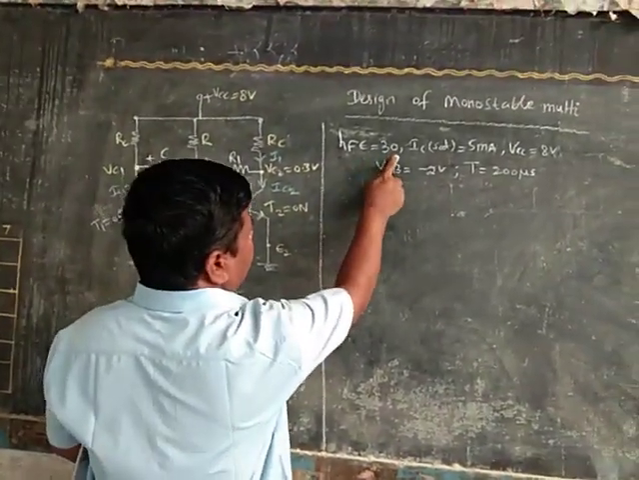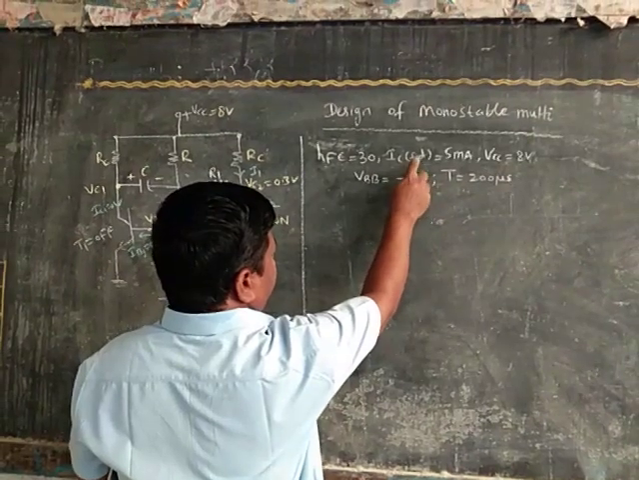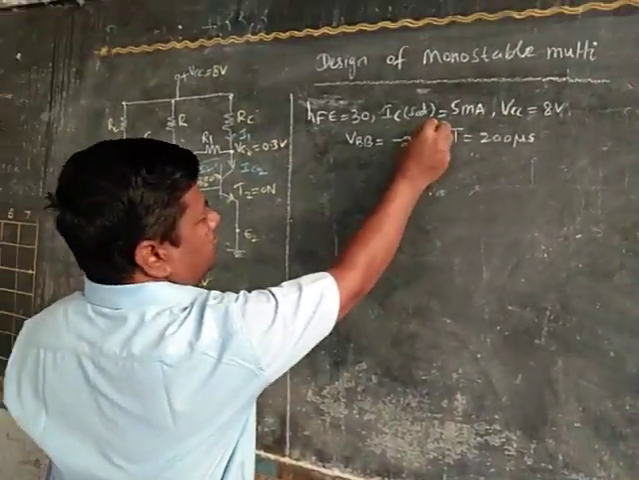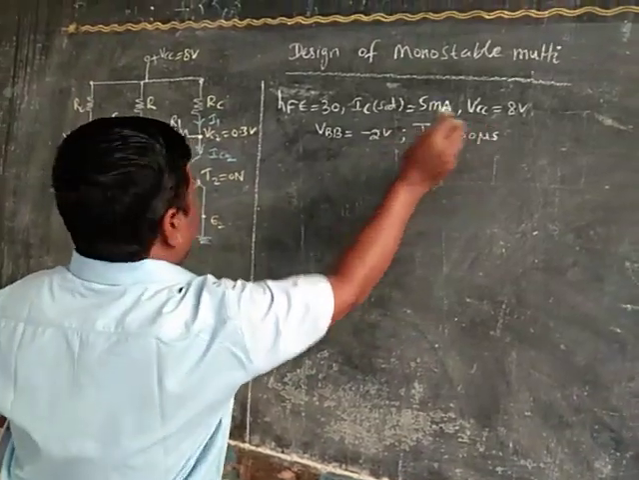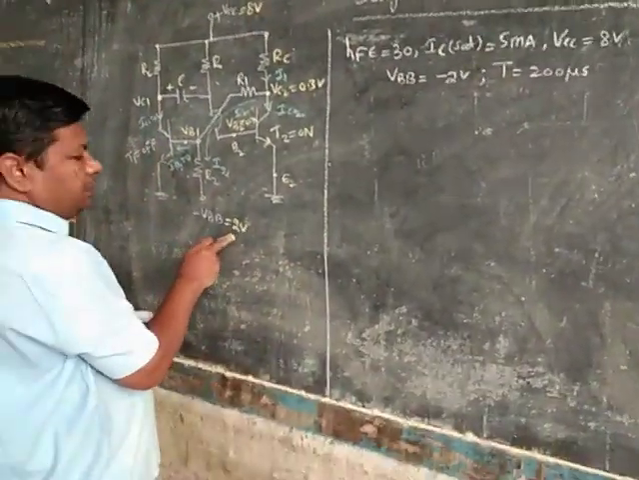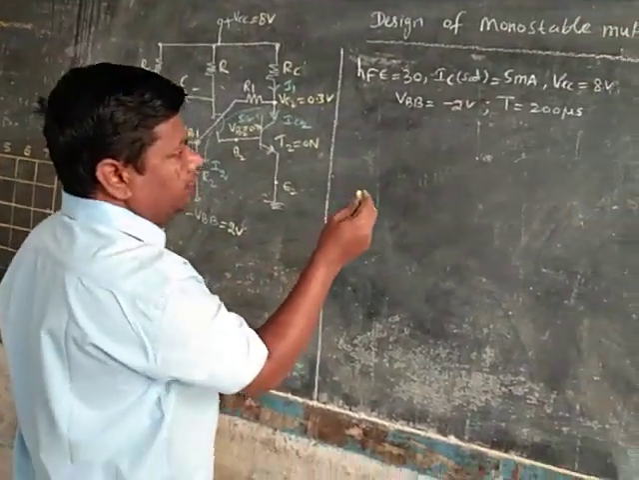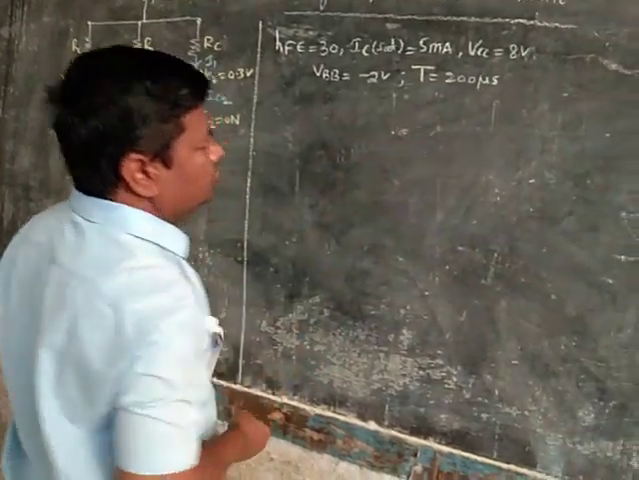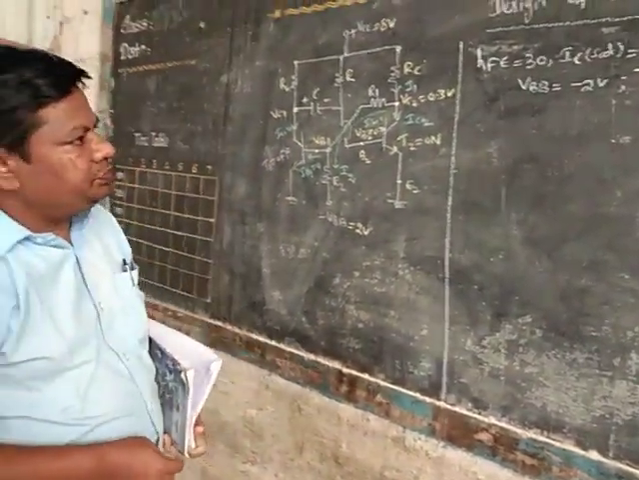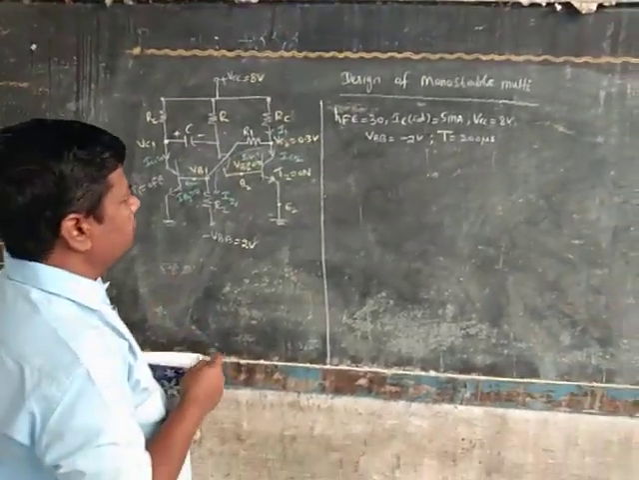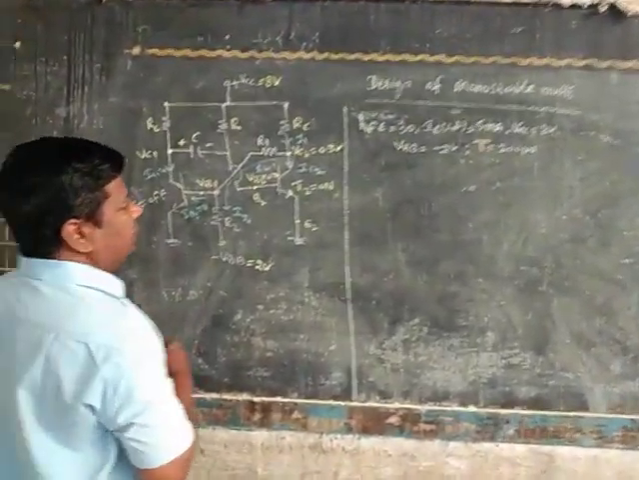HFE is equal to 30, collector saturation current IC saturation is 5 milliamperes, VCC is 8 volts, VBB is minus 2 volts, and the given pulse width capital T is equal to 200 microseconds. These are the specifications. From the specifications we have to find the resistor values.